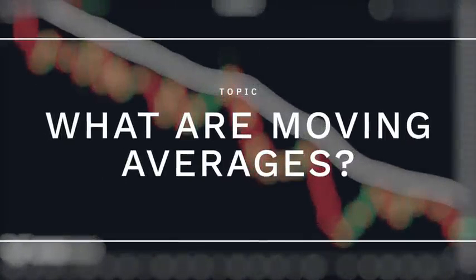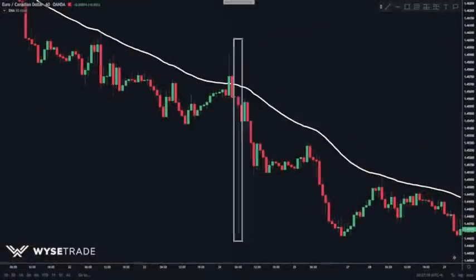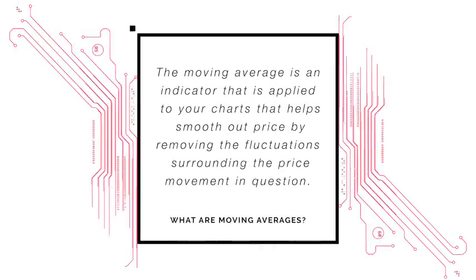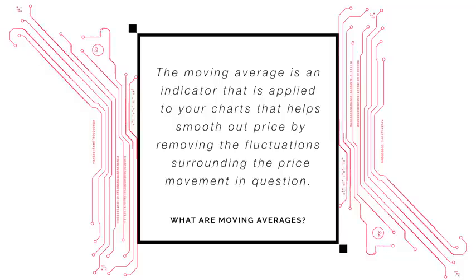So first, what are moving averages? By definition, the moving average is an indicator that is applied to your charts that helps smooth out price by removing the swings and fluctuations surrounding the price movement in question. Now, don't think too hard about this, because the key way we show you how to use moving averages is more important.